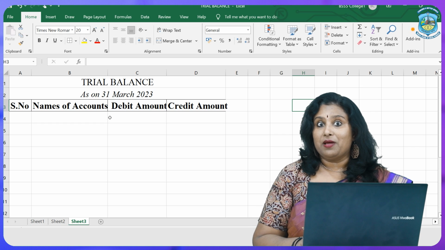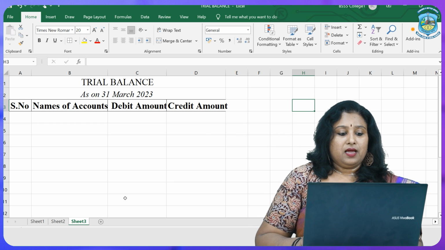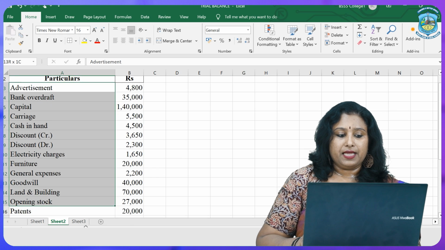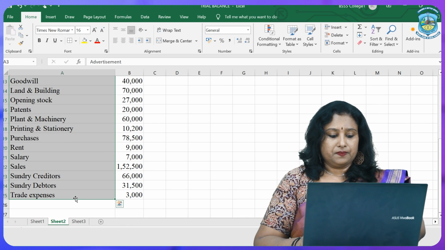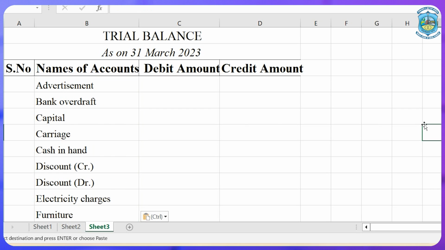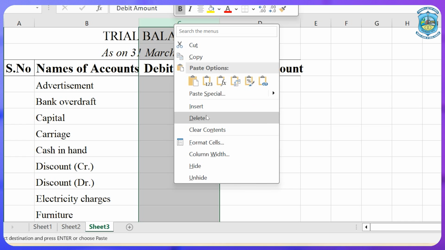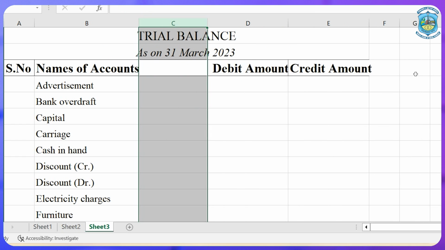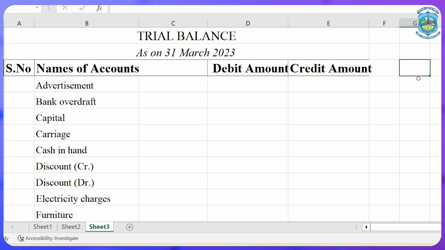So here we have the format ready in front of us. What we do next is simply copy down all the names of the accounts in the names of the accounts column. Here we go. All right. And for your convenience, it is not part of the format, but I am adding one more column just for your understanding. Here I have inserted a column through which we can understand well how we are going to prepare.